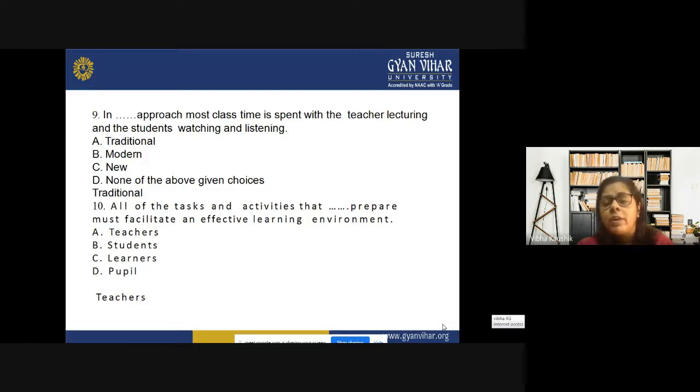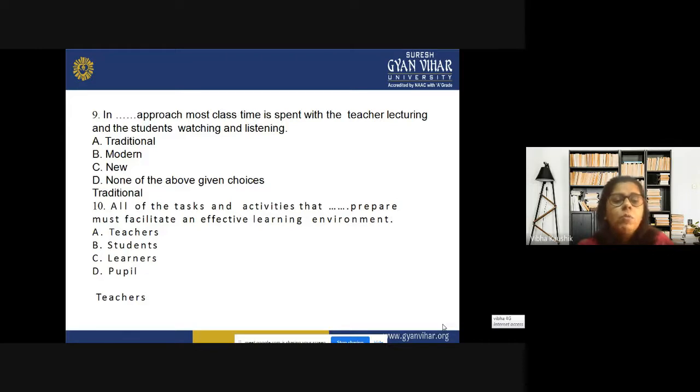Now, what will be the correct answer? The correct answer will be option A, that is traditional. So, in traditional, most class time is spent where the teacher is just lecturing the students, giving his or her talk on a particular subject, and the role of the student is just a passive listener who is just listening and watching what the teacher is saying or what instruction has been imparted by him. So the correct answer is option A, that is traditional.